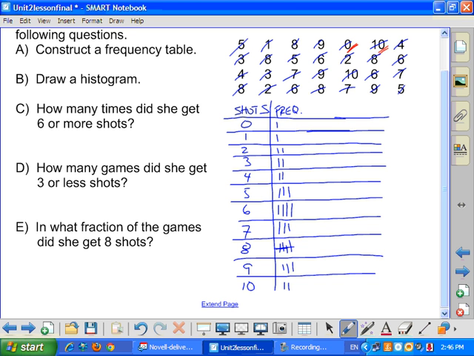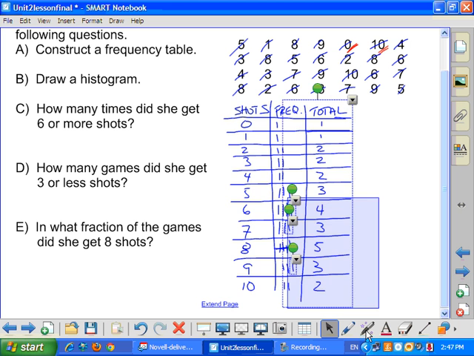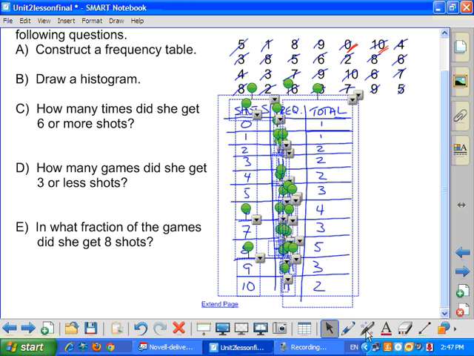A 5. So now I'm going to create a new column, and this is what you're going to be doing today. A total. So I had a 1, a 1, a 2, a 2, a 2, 3, 4, 3, 5, 3, and a 2. And there we go. There is our frequency table. So they do take a little bit of time. It's a good thing I'm not asking you to do hundreds and hundreds of them.